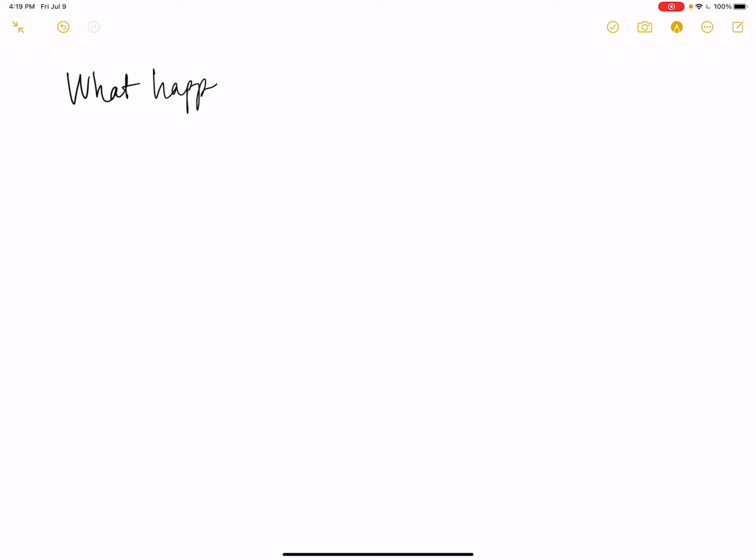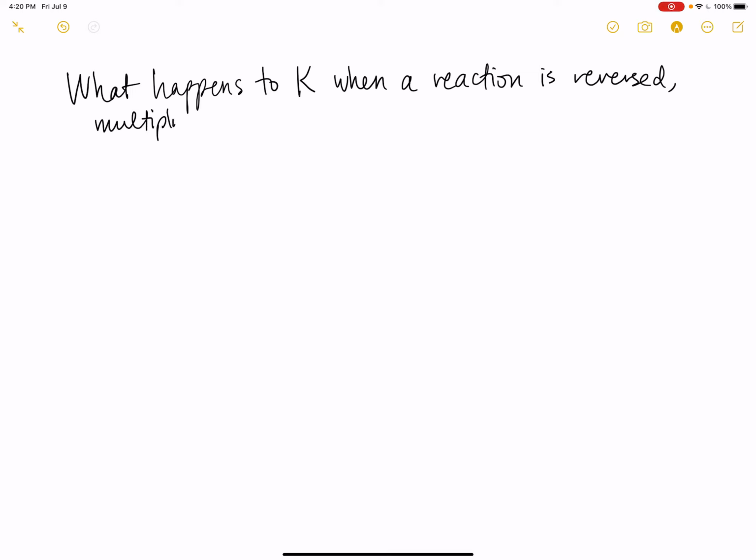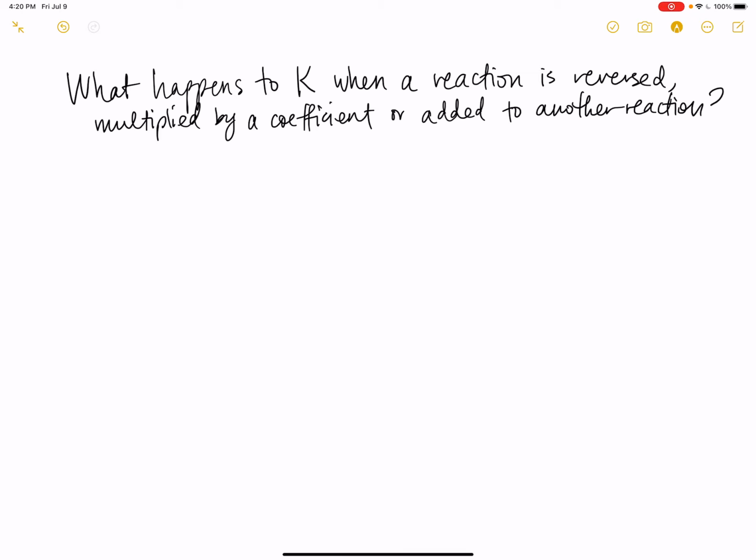to our K, our equilibrium constant, when a reaction is reversed, multiplied by a coefficient, or added to another reaction. So 3 things that we've got to worry about. Let's talk about the first one.